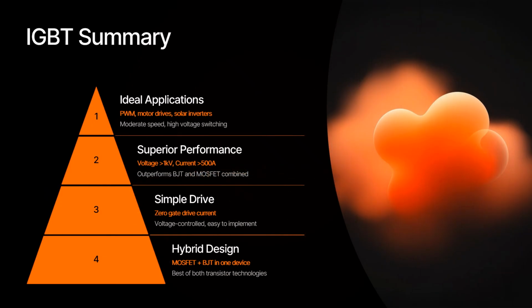IGBT Summary. 1. Ideal applications: PWM, motor drives, solar inverters. Moderate speed, high voltage switching. 2. Superior performance: voltage 1 kV, current 500 amp. Outperforms BJT and MOSFET combined.